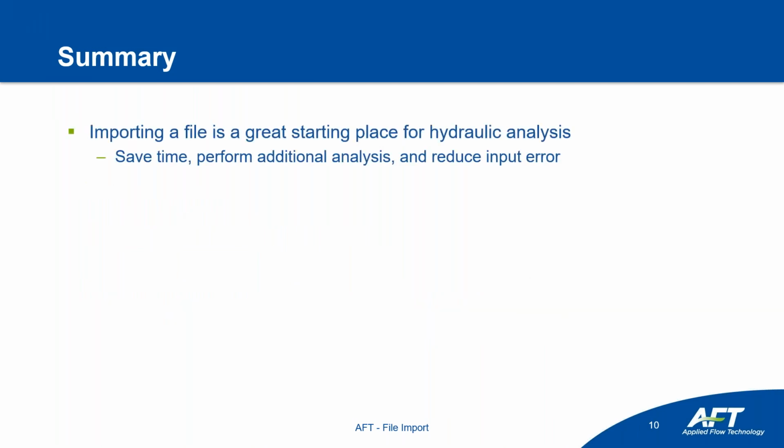So relatively quick webinar, let's go through and summarize what we've learned. First, importing a file is a great starting place for hydraulic analysis. We saw how it can save time, importing up to thousands of pipes. We can perform additional analysis, especially if we have a steady state system that we want to then perform a transient analysis on. And it can also help us reduce input error by taking those elevations, those pipe lengths, those pipe diameters, which are hopefully checked in that other application, and bringing them over into AFT software. So it's always important to double check that input because, again, that import process can also introduce issues as well.